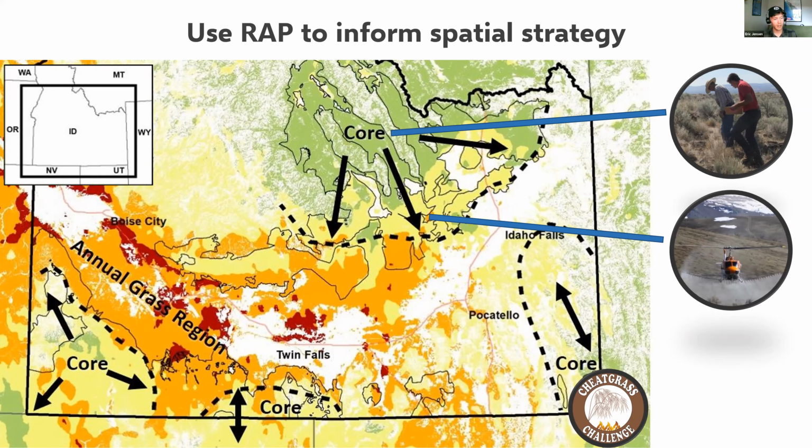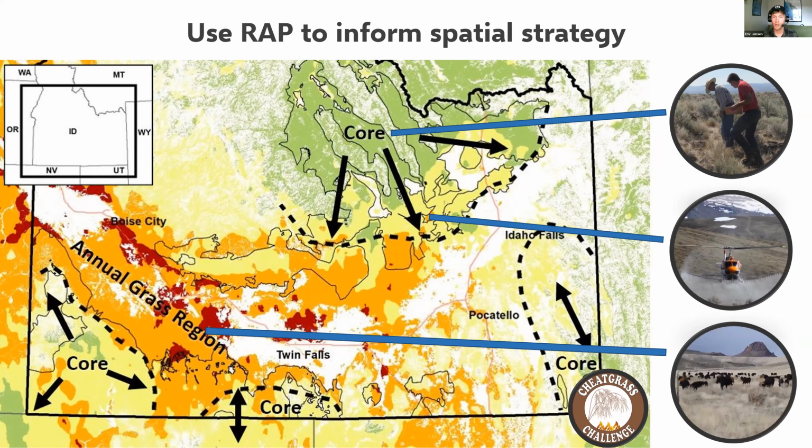And then being frankly somewhat realistic about what might be possible in the short term in the annual grass dominated areas. Here it's more about that mitigate impacts piece, at least in the short term. So things like fire breaks or targeted grazing might be appropriate. And so maps like RAP can get a diverse group of stakeholders on the same page for formulating these collaborative spatial strategies together.